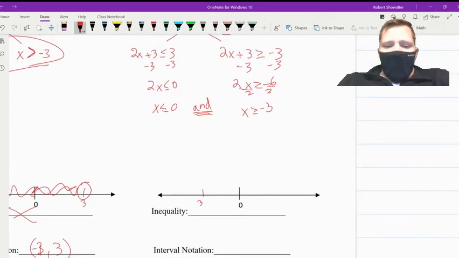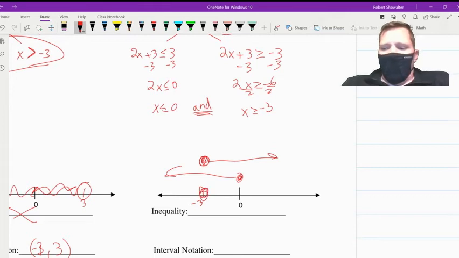Okay, we're going to graph it. We have negative 3 there. We have zeros already on the graph. So x is less than 0 would be this one. X is greater than or equal to negative 3 would be that one, filled in circles. And we just want the overlap. So we're going to turn around and draw the overlap. And it's going to be in between.